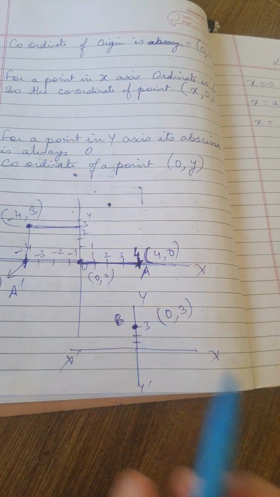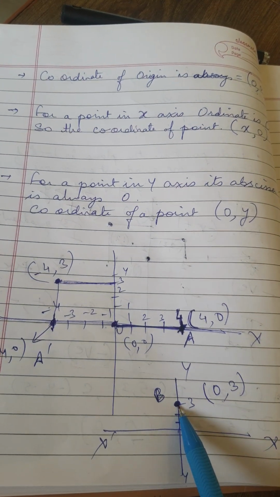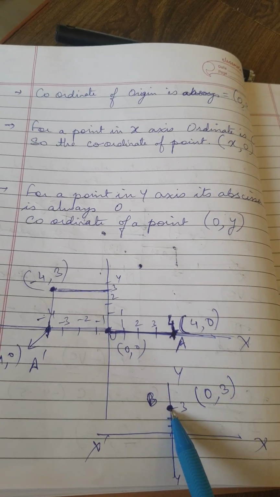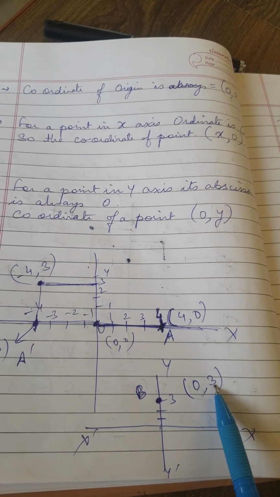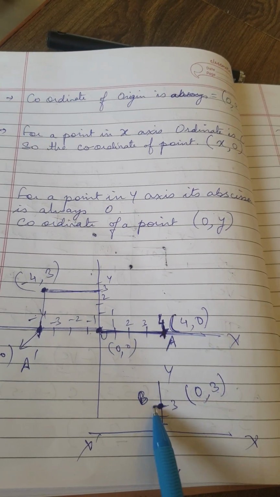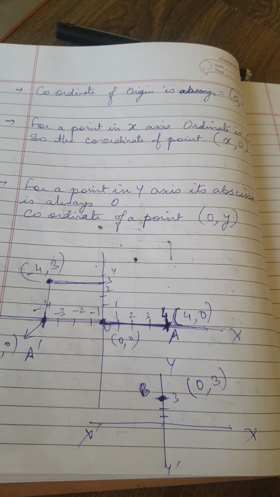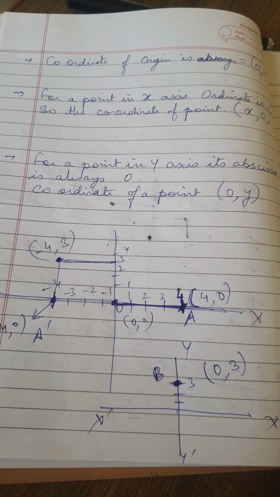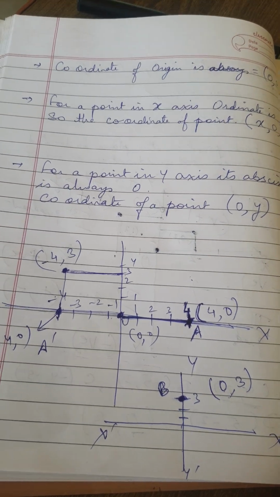In the same manner as we discussed for the x-axis point, any point over the y-axis has coordinates where x will become 0, or the abscissa will be 0, and the ordinate will be the value of the point where it is lying. So it's very simple. I hope you have understood till now. So we will move to the next topic, which is our line graph.